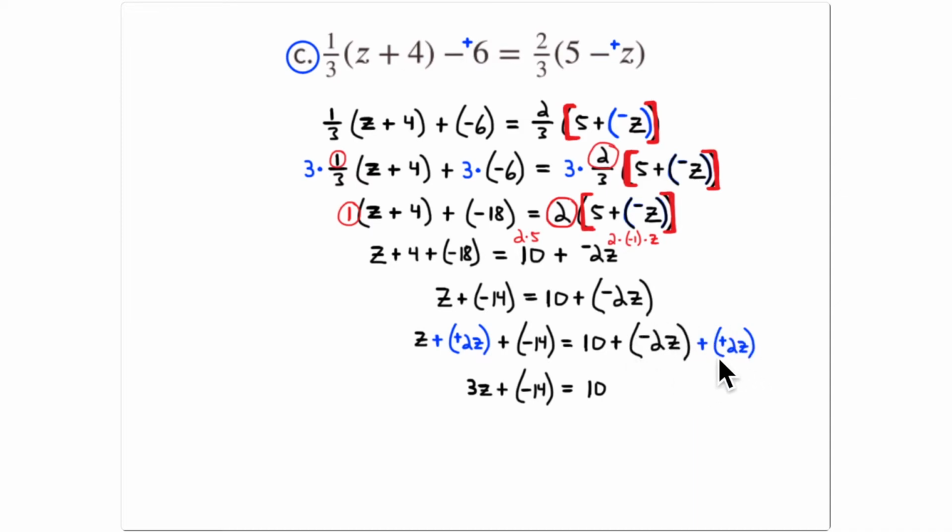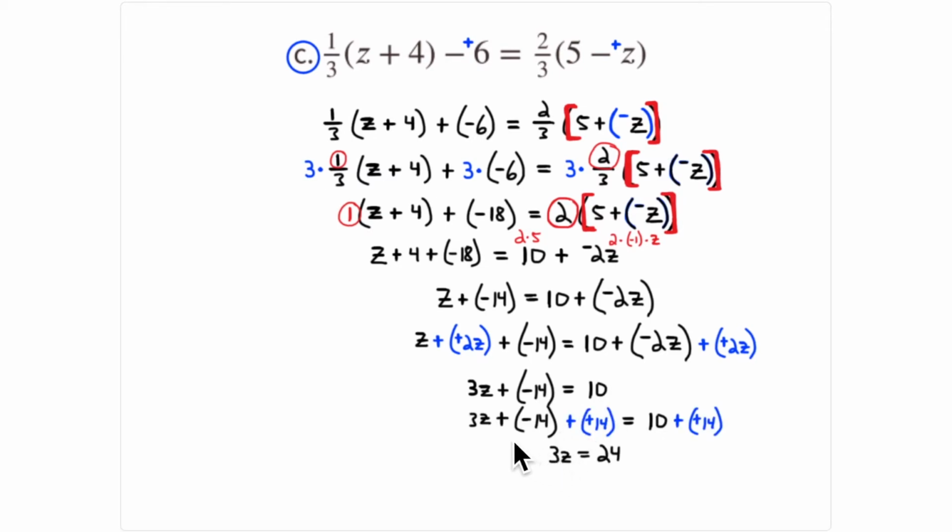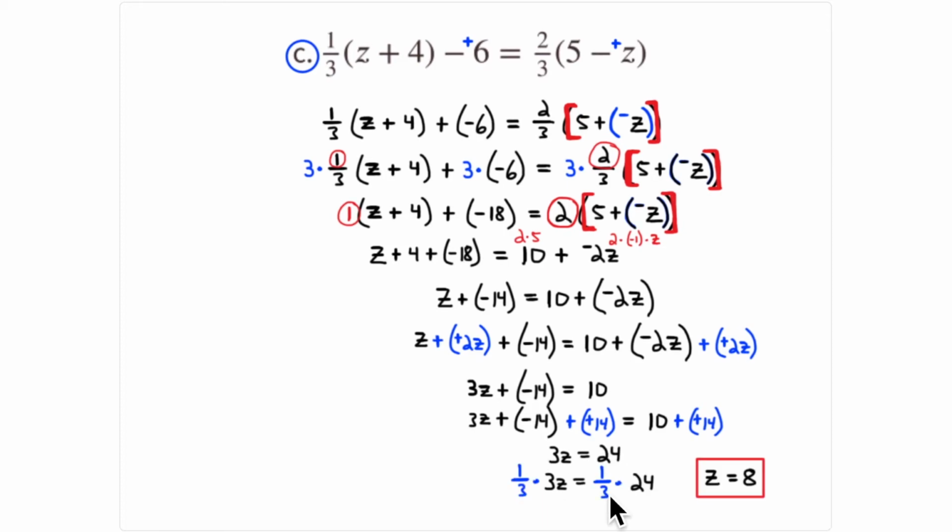So +2z, this makes this 0. z plus 2z is 3z, and plus negative 14 still equals 10. So add a positive 14. Positive 14 plus 10 is a positive 24. So this becomes 0. 10 plus positive 14 is positive 24. And now 1/3 of 3z tells you what 1z is, and that's 1/3 of 24, which is equal to 8. 1/3 of 24, or 24 divided by 3, equals 8.